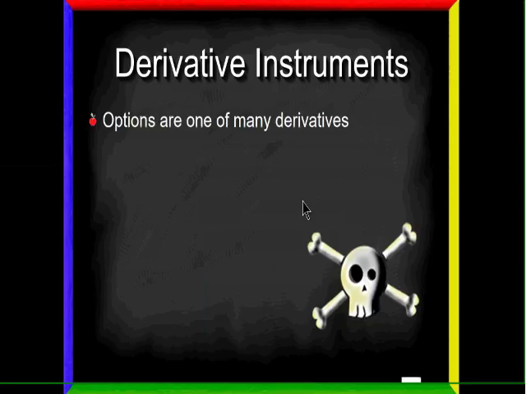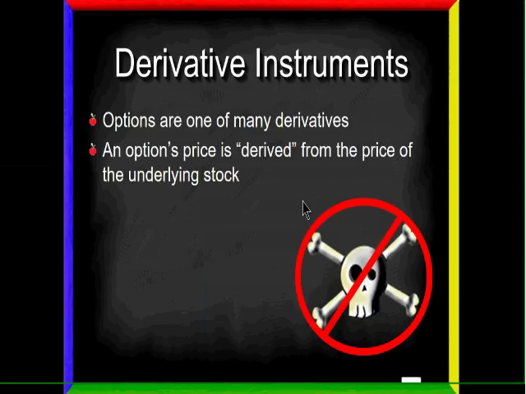But it's not because options are dangerous. It's because they are powerful. And if you're using powerful tools in improper ways, yes, bad things can happen. So we have to learn what they are and how we can use them safely. They're called derivatives because the price is derived from the price of the underlying stock.